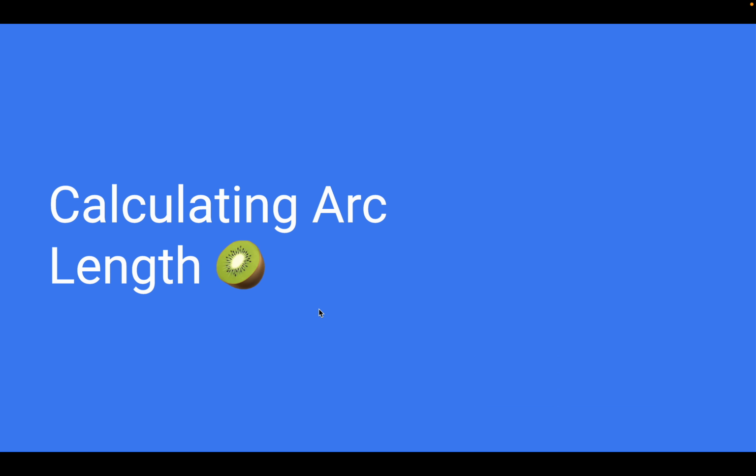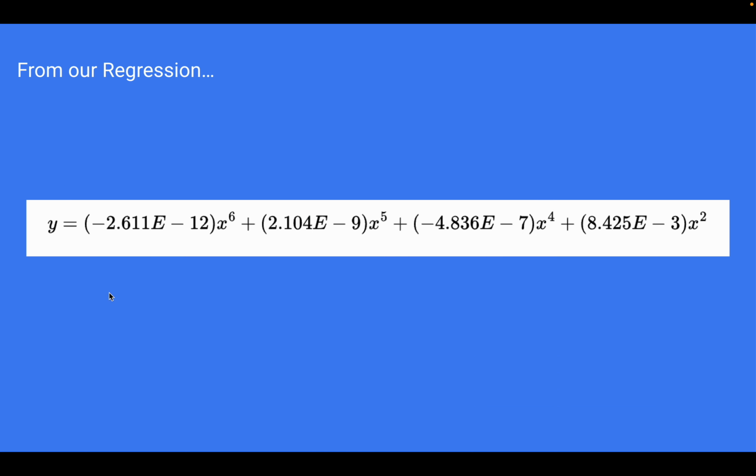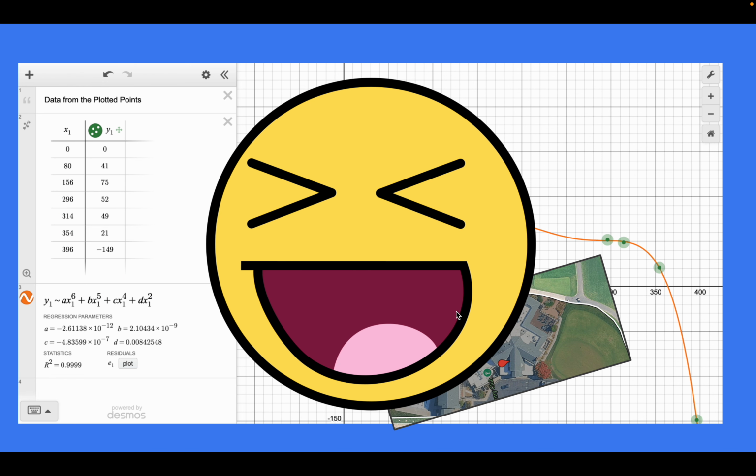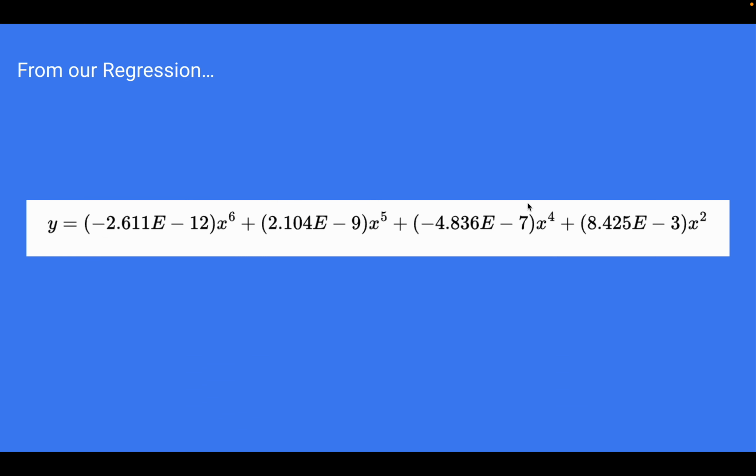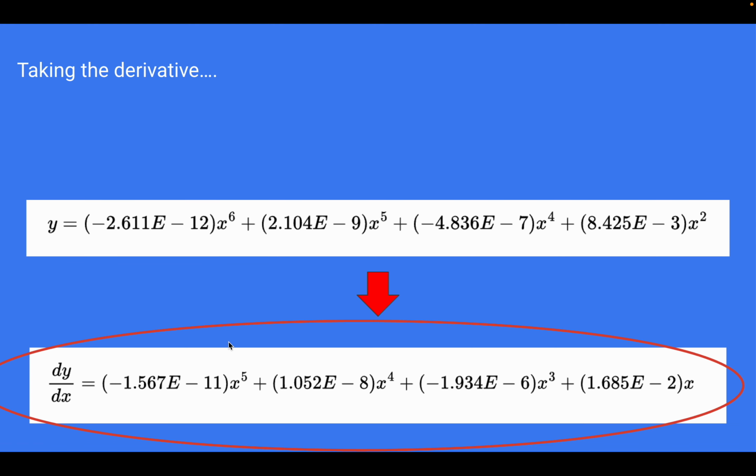All right, so now let's actually calculate the arc length. This is the equation we got from the regression. As you can see, these coefficients were provided in the parameters, and we just need to take the derivative of this, which equates to this right here. And then you just plug this into the arc length formula.